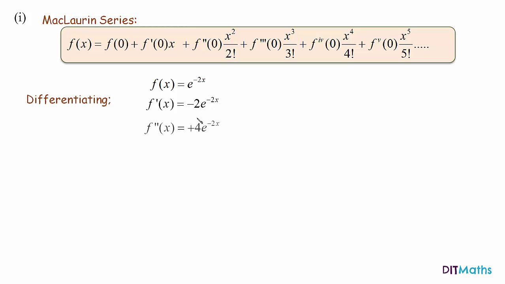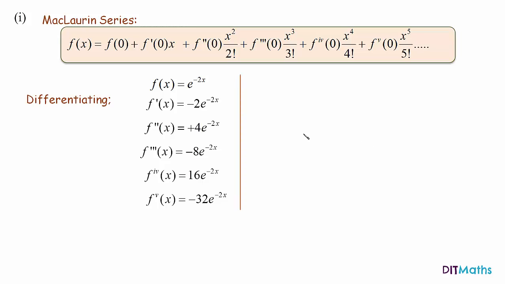Now, the second derivative, again, we write down e to the power of minus 2x. Differentiate minus 2x, we get minus 2. And multiply minus 2 by minus 2, we get 4. And similarly, for the third derivative, we get minus 2 times 4, which is minus 8 times e to the minus 2x. The fourth derivative will be minus 2 by minus 8, which will be 16 times e to the minus 2x. And the fifth derivative will be minus 2 by 16, minus 32 times e to the minus 2x.